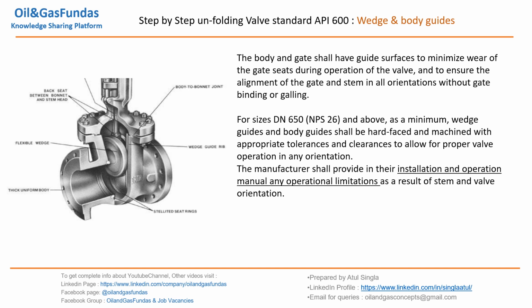Now, what does it mean when there are larger sizes of gate valves? We have to mention the orientation also, because if somebody at the plant orients this valve horizontally, at an angle, or downwards, then the weight of the gate may damage the guide again. So it is always better to mention which orientation we are looking for, so that the vendor can take care of special requirements. The manufacturer shall provide in their installation and operation manual any operational limitation. If we are going to orient this valve downwards, then we have to mention it in advance so that the vendor can take care of all the requirements.